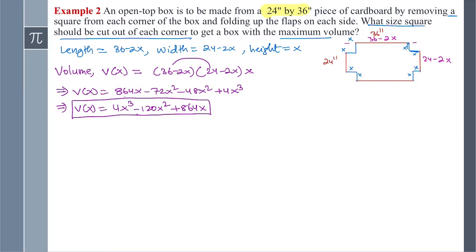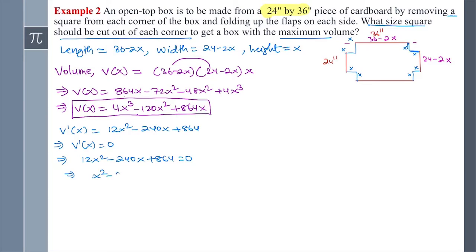So now, in order to find the maximum volume, we need to find the first derivative, then find the critical numbers, and then find the x value which gives us the maximum volume. Okay, so let's go ahead and find the first derivative. V prime of x equals 12x squared minus 240x plus 864. Now when we set v prime of x equals 0, we get 12x squared minus 240x plus 864 equals 0. And if we divide everything by 12, we get x squared minus 20x plus 72 equals 0.